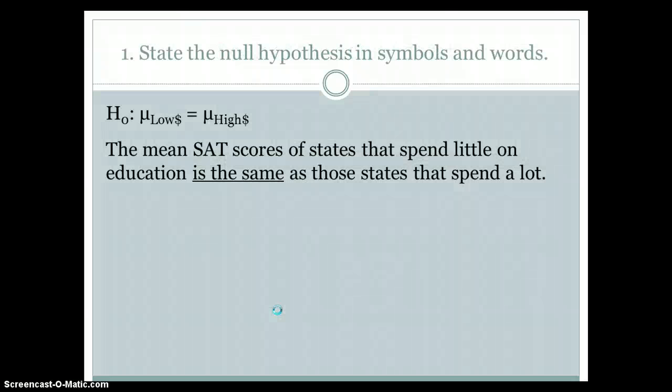But let's start by walking through those 7 steps of hypothesis testing. So the first thing we want to do is state the null hypothesis in symbols and in words. So the null hypothesis is that the mean SAT scores of states that spend little on education is the same as the mean SAT scores of states that spend a lot on education. All right?